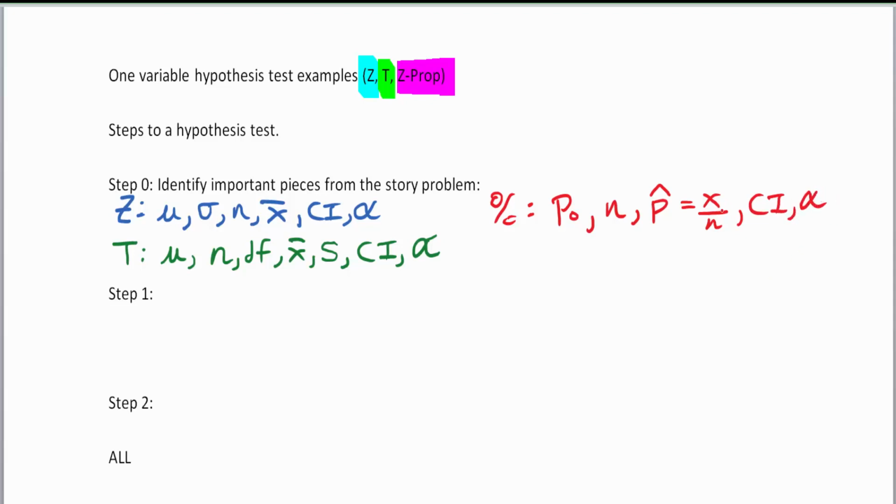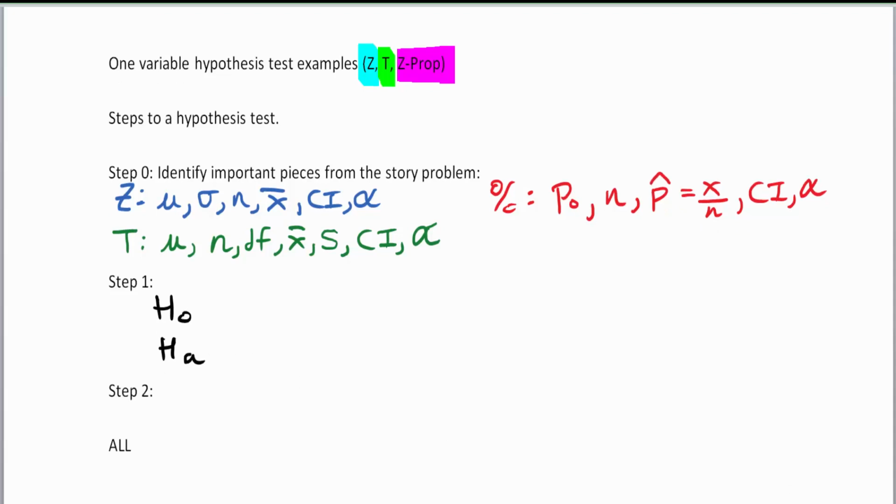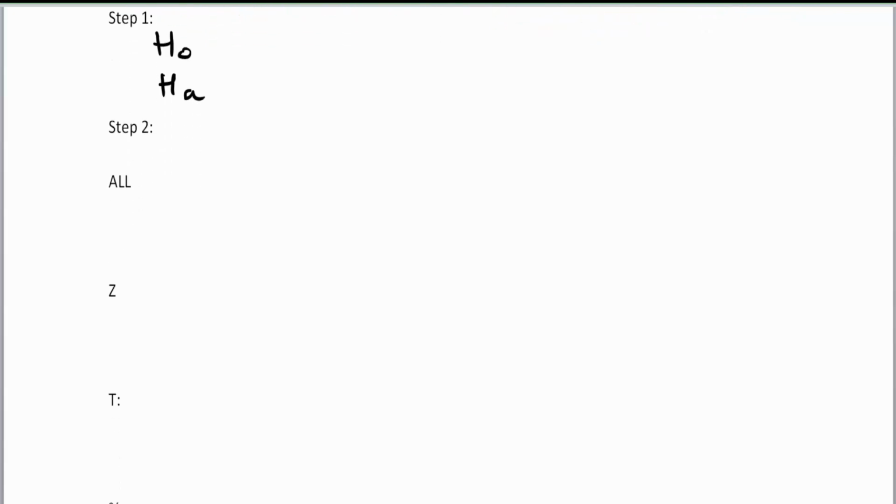So after this video is over, we're going to do 2 examples of the Z hypothesis test, 1 sample, 2 examples of the T hypothesis test, 1 sample, and 2 examples of this percentage or the proportion test, 1 sample. So what's your first step in hypothesis testing for all 3 types? Well, it's to label your null and alternative hypothesis. Okay, after doing that, your step 2 is going to have a little bit of verification.